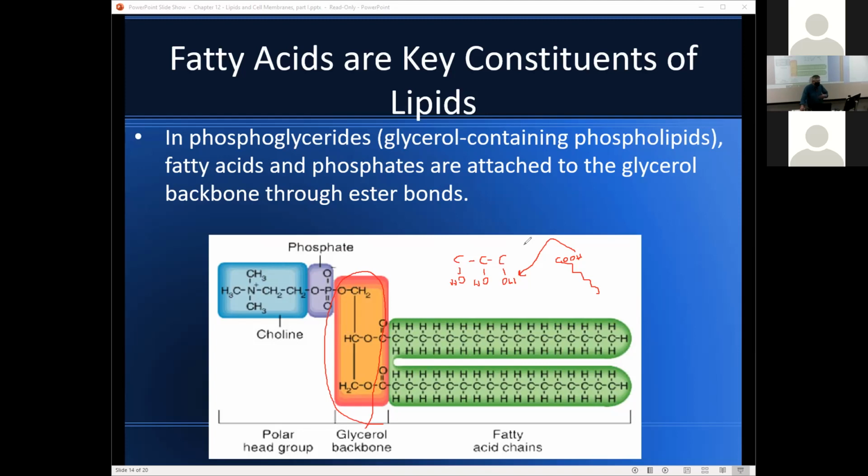So in a phosphoglyceride, generally we're going to have 2 fatty acids linked to the glycerol backbone via ester bonds. And also generally, it's not shown in this particular figure, but in a phospholipid, you have 1 saturated fatty acid chain and 1 unsaturated fatty acid chain. In this one, they show 2 fatty acid chains, but generally one of these 2 fatty acid chains would be unsaturated.